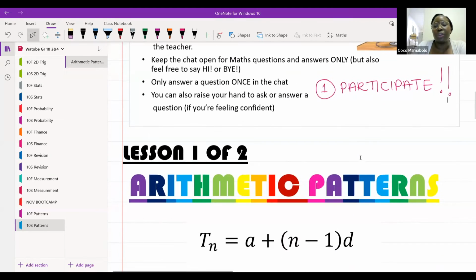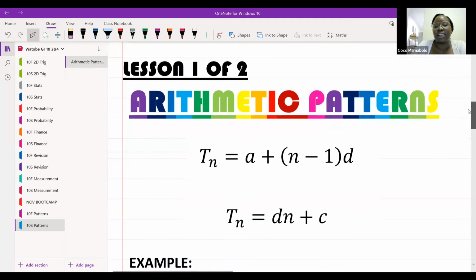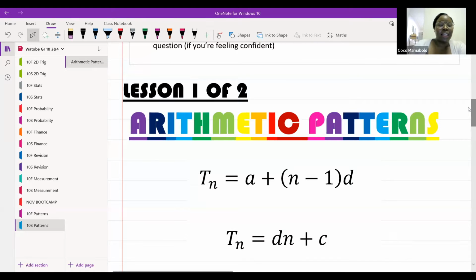We're going to be going through arithmetic patterns. So before we get started, I'm going to ask you guys, give me a thumbs up if you've already done arithmetic patterns at school. Give me a thumbs down if you have not. I just want to gauge how much of this I actually have to go through in detail.